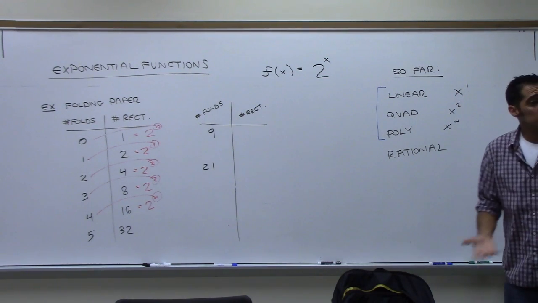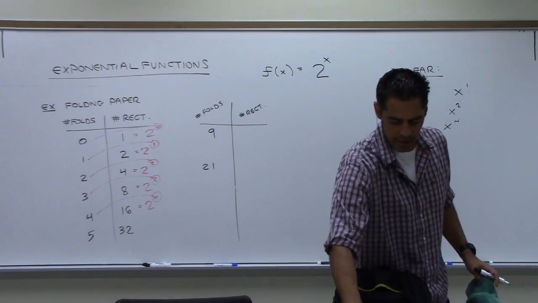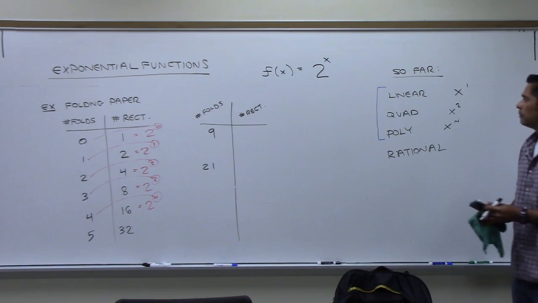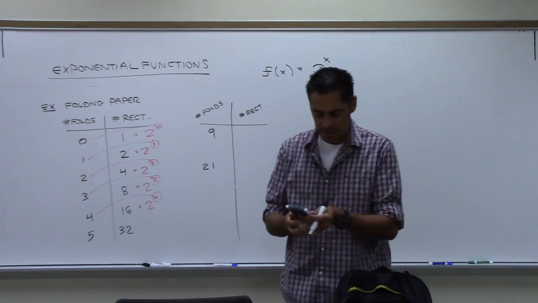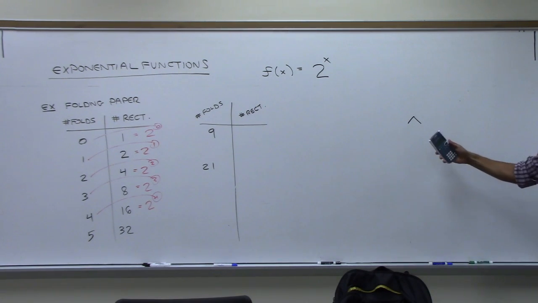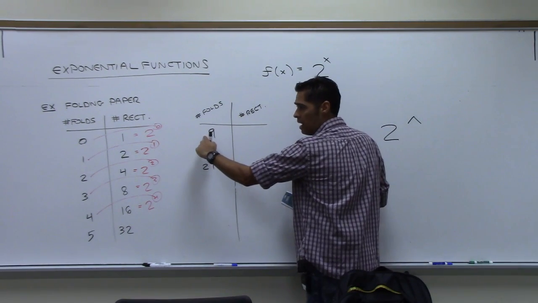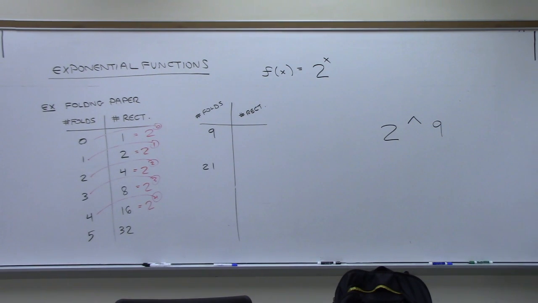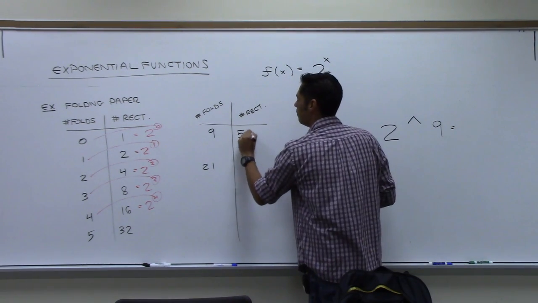So with that in mind, you'll need your calculator, all right? You're going to need to be able to do powers, so please get your calculators out. For the calculator that you're supposed to have for this class, there is what we call a caret key. So type in 2 caret 9, and you should get 512. So that's how many rectangles you would have.